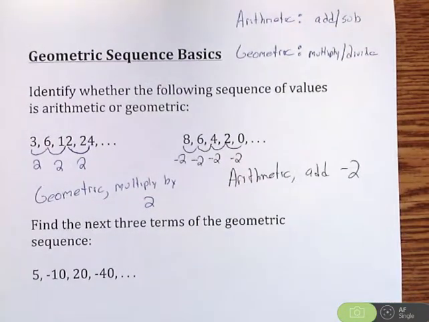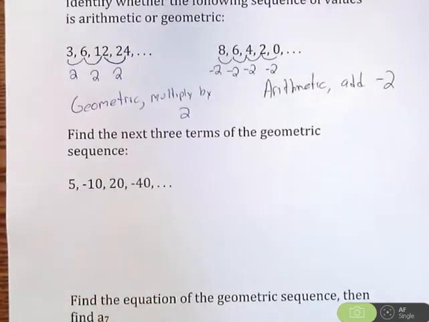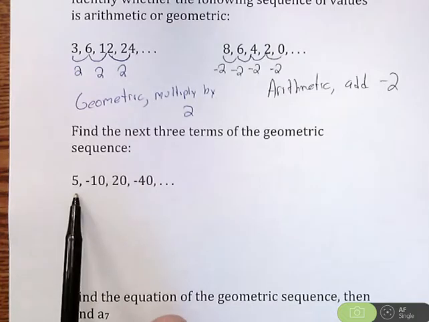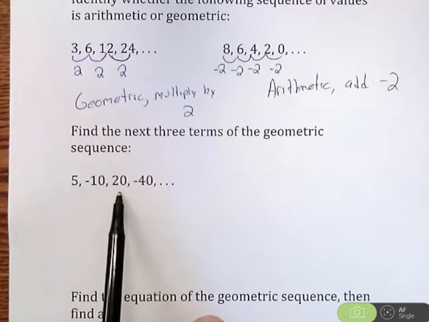That works as well. The next piece we're going to look at is to find the next 3 terms of the geometric sequence. So we go 5 to negative 10 to 20, 20 to negative 40.